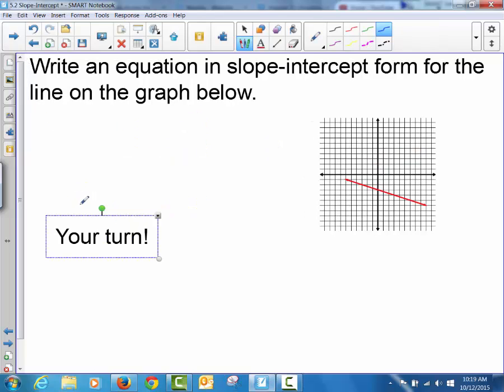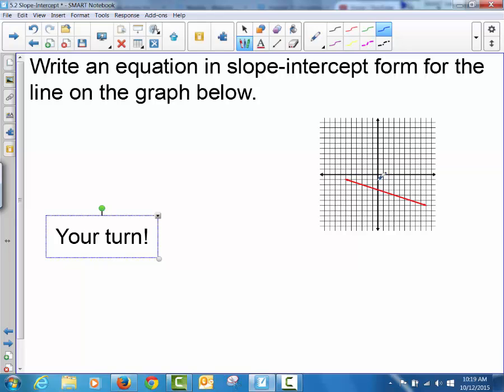Your turn. Write an equation in slope-intercept form for the line on the graph below. Remember, start by finding the slope or the y-intercept. I usually try to find the y-intercept first and then the slope, because finding the y-intercept gives me a good starting point to find the slope. So, your turn. Pause the video, do your best, and then come back and see how we did.